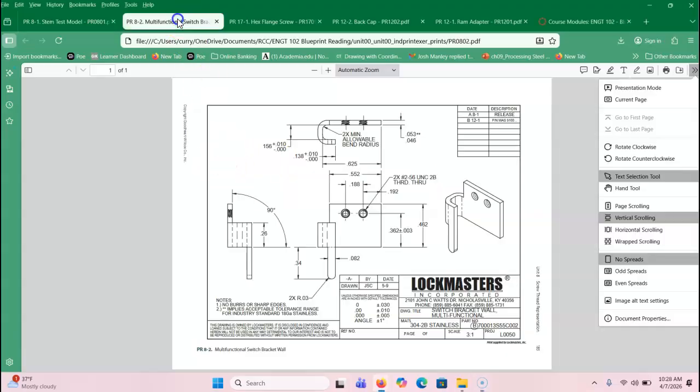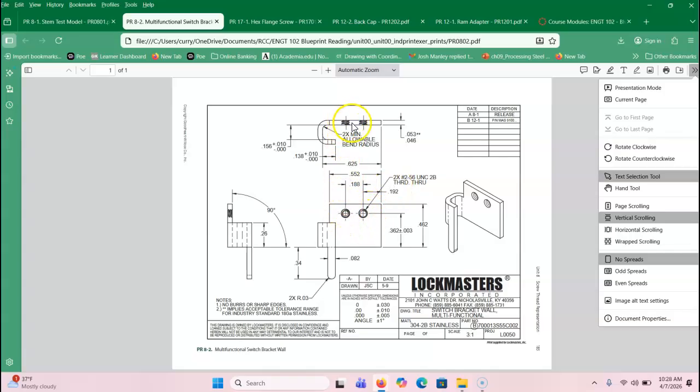Let's go ahead and take a look now at the print reading exercise, blueprint 8-2. We only see two threads right here. So this is 2X, so that means 2 times. This is a number 2-56 UNC 2B thread going all the way through. So again, they want this 2 times. It's one time here and one time there.